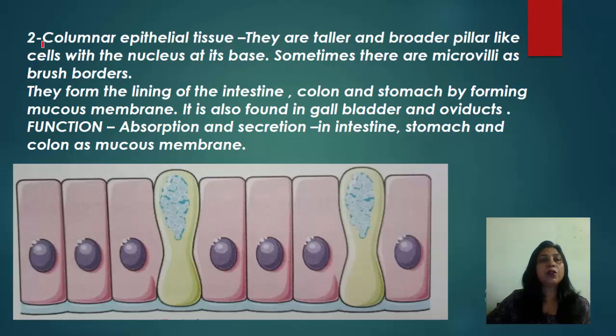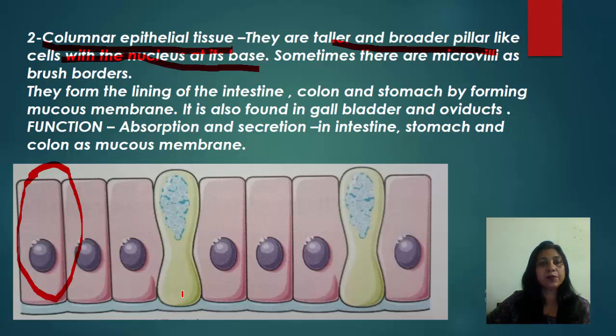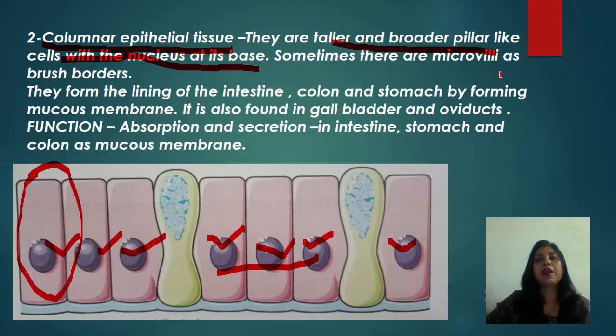Now next is columnar epithelial tissue. You can see the column-like structure in this figure. These are column-like, pillar-like structures. So they are taller and broader pillar-like cells with the nucleus at its base. You can see the nucleus found at the base of these column or pillar-like cells. Sometimes there are microvilli as brush borders.